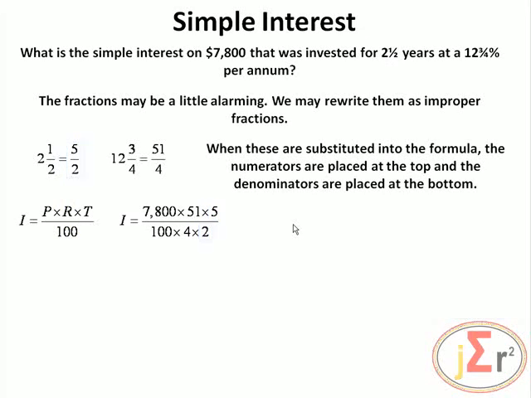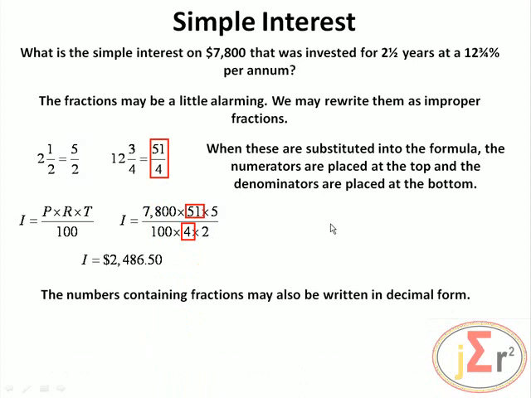And the other one is like that, with 51 over 4. So 51 in the numerator and 4 in the denominator. Of course, when that simplifies, it gives $2,486.50.